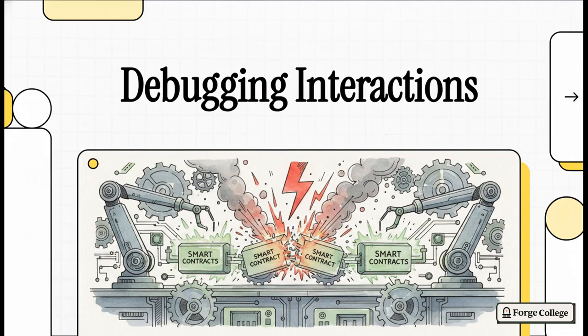Today, we're diving into integrating components and debugging interactions for your capstone project in building a composable contract system. We're going to figure out exactly why those perfectly reviewed parts suddenly fail when they talk to each other, and more importantly, how to fix them.